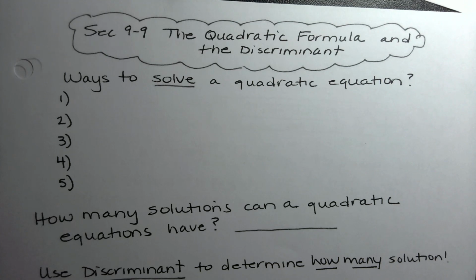All right, so we're on our last section, 9-9. So lots to study this chapter and prepare for the test. The quadratic formula and the discriminant. So, we talked about many ways we can solve a quadratic equation.